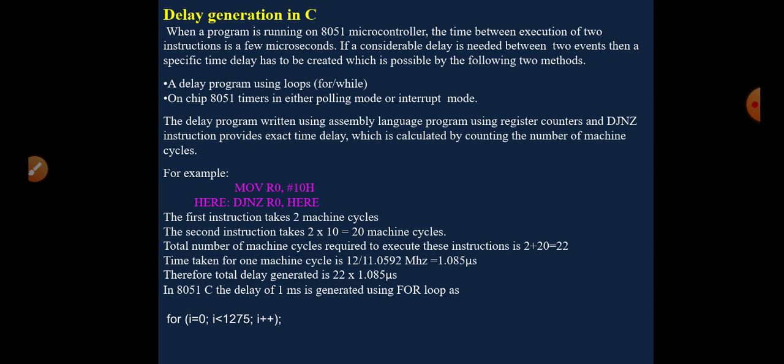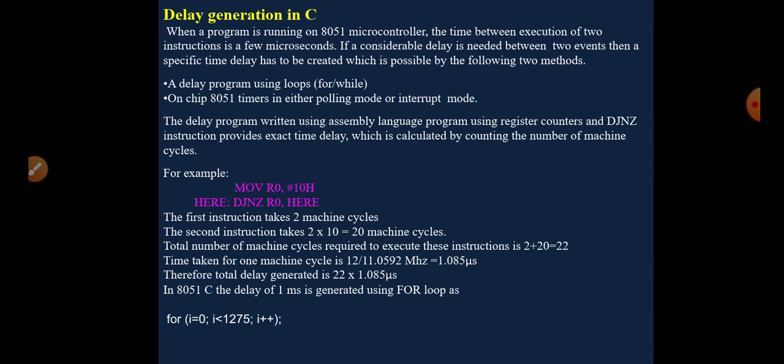So the first instruction, MOV R0, 10h, takes 2 machine cycles. The second instruction, for example if I take it as 10, DJNZ, will be executed 10 times. DJNZ again requires 2 machine cycles, and this instruction will be executed 10 times, until your R0 becomes 0.